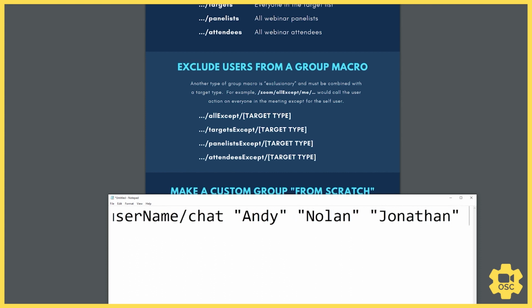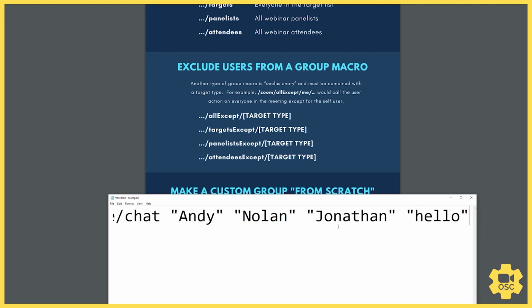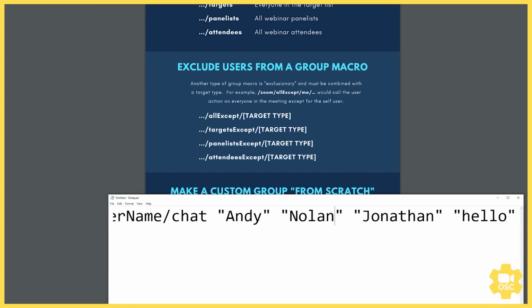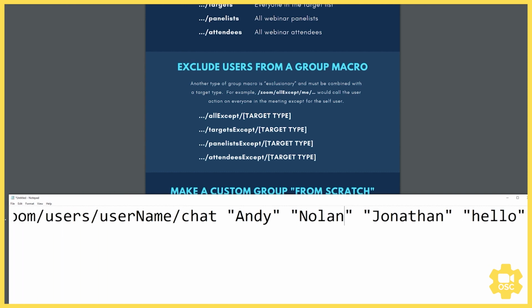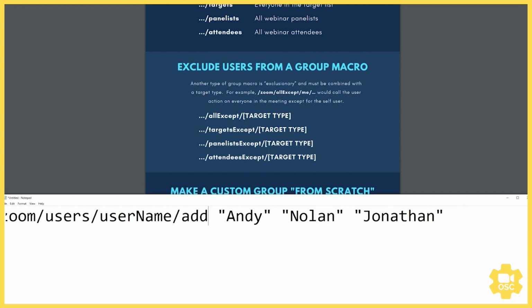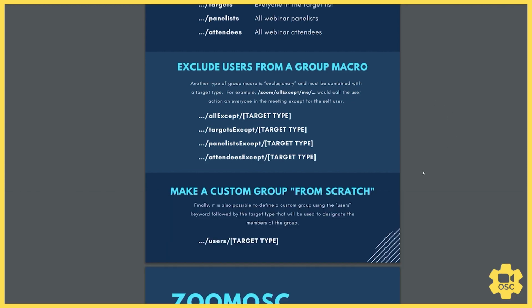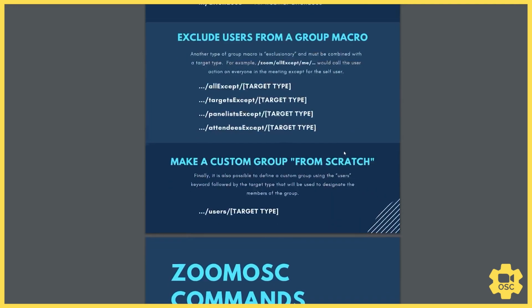Let's do that, and then hello. And so ZoomOSC knows that there's only one argument that's valid for a chat, so it'll kind of pop off this one, and then it will send it to everybody who's here. So Jonathan, Andy, and Nolan would get the hello message chatted from ZoomOSC by making a custom group. The really powerful combination is if we get rid of this argument here, and we add pin. This allows you to make a super source really easy. We'll talk about that more later. So that's how you can identify a group of people.